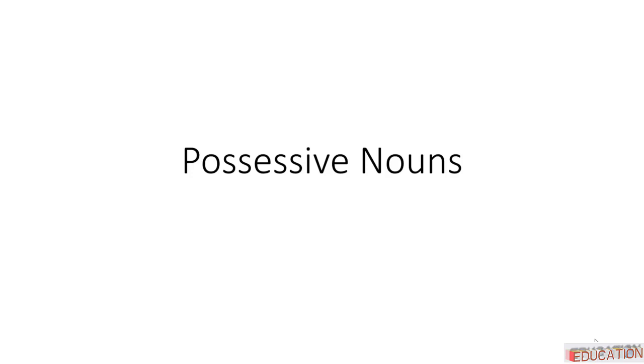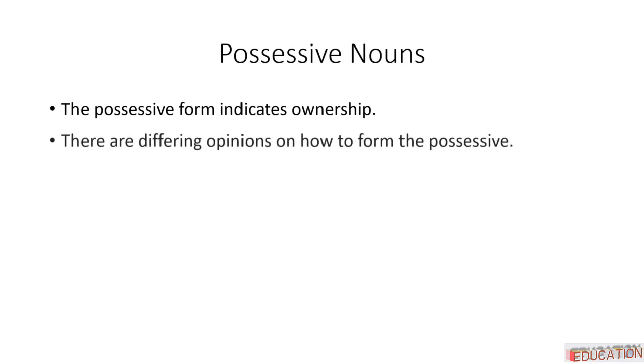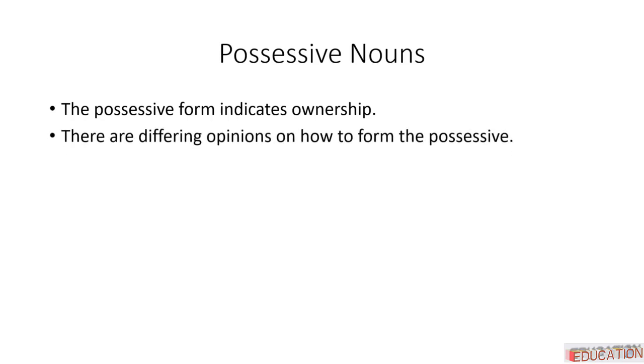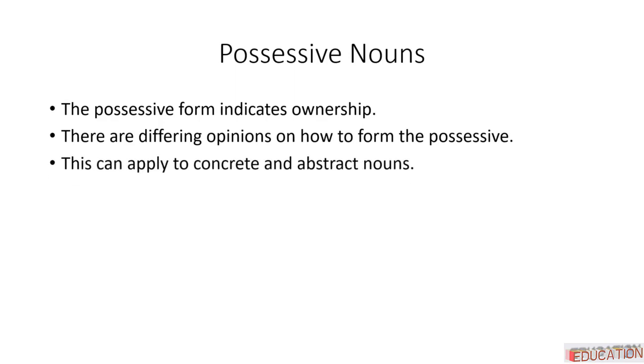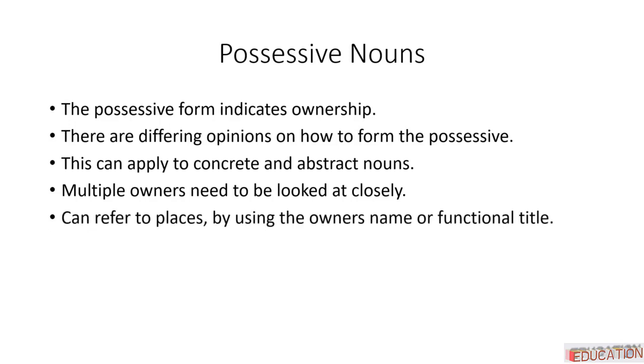This lecture is all about possessive nouns. The possessive form indicates ownership. There are differing opinions on how to form the possessive. Possessives can apply to concrete and abstract nouns. Multiple owners need to be looked at closely, and they can refer to places by using the owner's name or functional title.